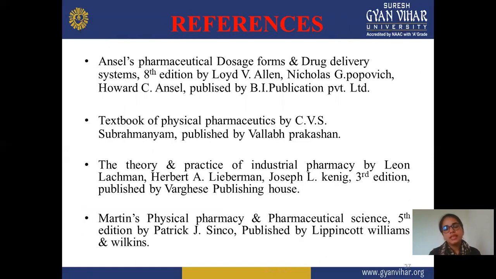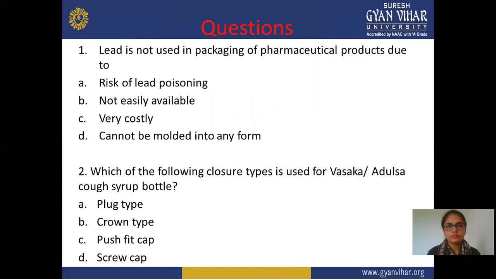In the reference part, first is Ansel's Pharmaceutical Dosage Forms and Drug Delivery Systems, 8th edition by Loyd V. Allen. Next is The Theory and Practice of Industrial Pharmacy by Leon Lachman, Herbert A. Lieberman, Joseph L. Kanig, third edition, published by Varghese Publishing House. After this, Martin's Physical Pharmacy and Pharmaceutical Sciences, fifth edition by Patrick J. Sinko, published by Lippincott Williams and Wilkins.